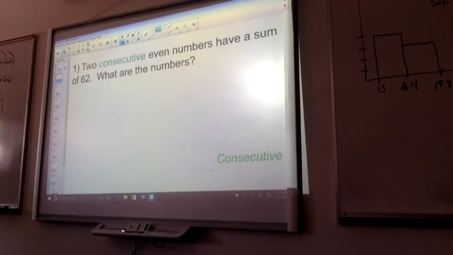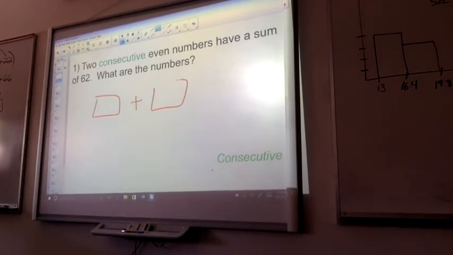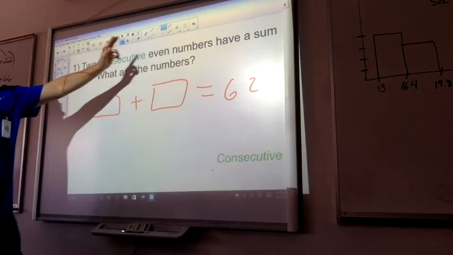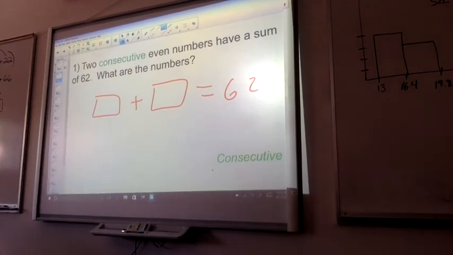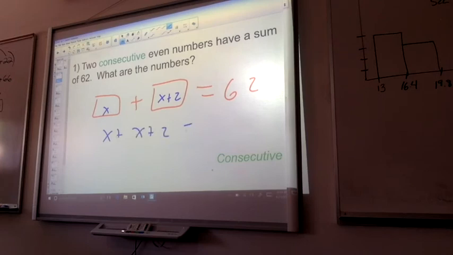Ready? 2 consecutive even numbers, sum, let's add, is equal to 62. On the assignment, what we just had was 2 consecutive integers. So we said to get from 6 to 7, we'd have to add 1. So that was x and x plus 1. But we want consecutive even numbers. We know 2, 4, 6, 8, 10, 12 are even numbers. How would I get from 2 to 4? What do I have to add to 2? 2. How do I get from 4 to 6? 2. So if this is your first integer, then this has to be your second. So then you have x and x plus 2.